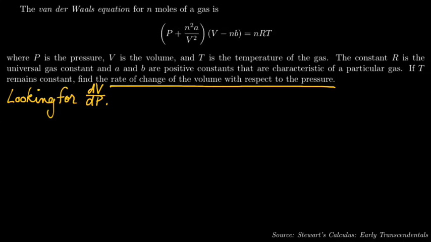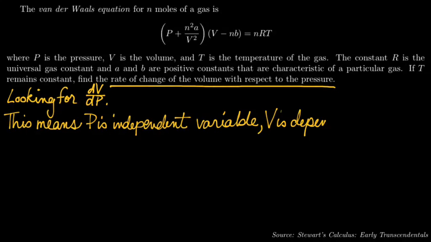And what that means is that we're supposed to regard V as a function of capital P. This means that P is an independent variable, we get to choose it, and V depends on P. V is a dependent variable. Both of them are changing. We need to look at the other letters or variables in this equation and classify them. They could also be dependent variables or independent variables.